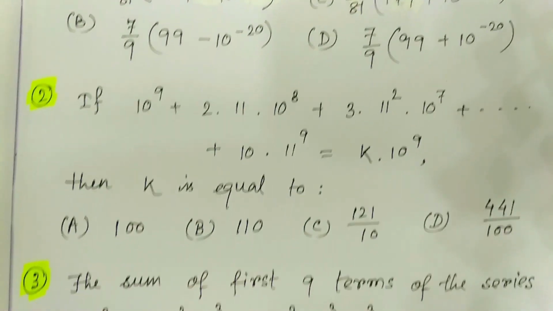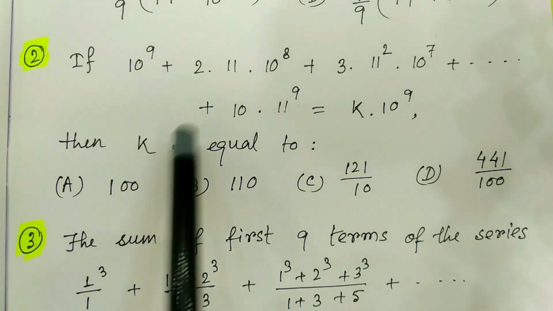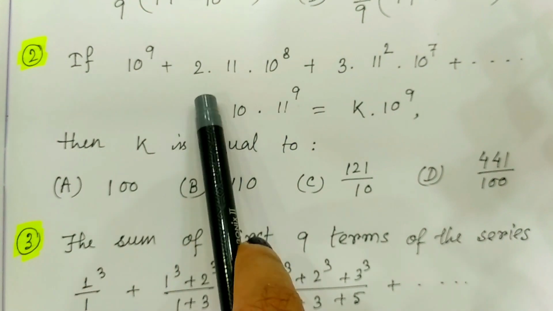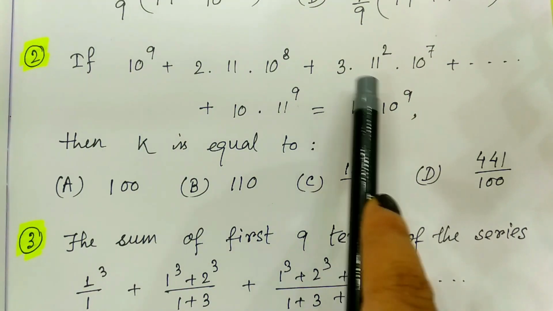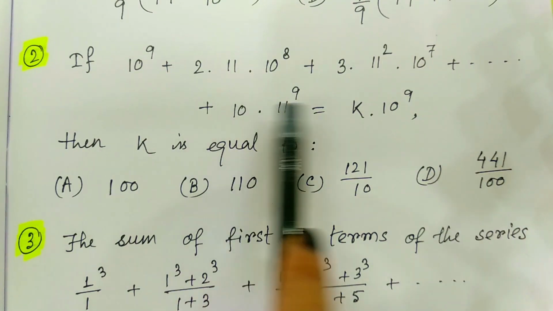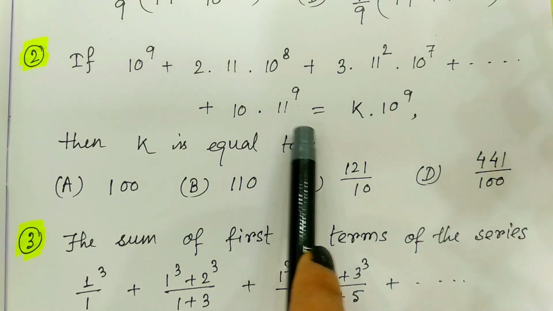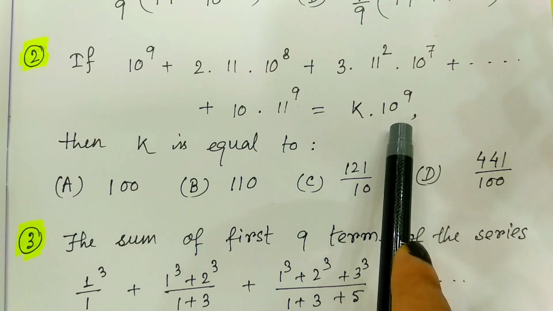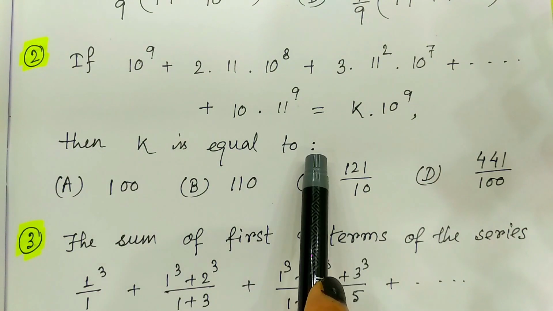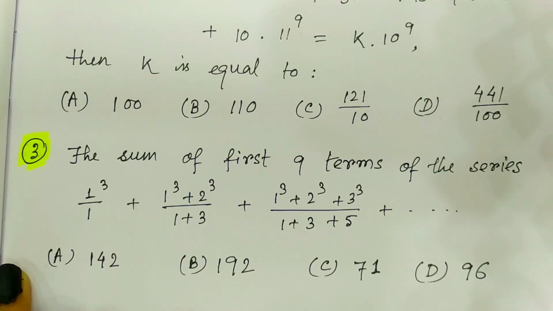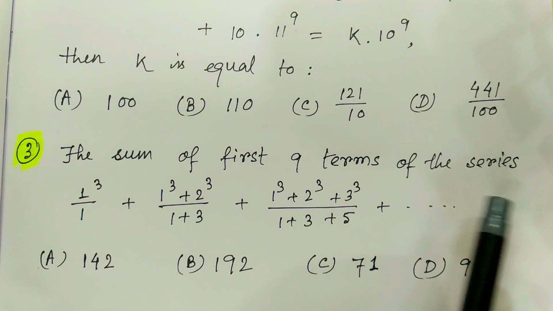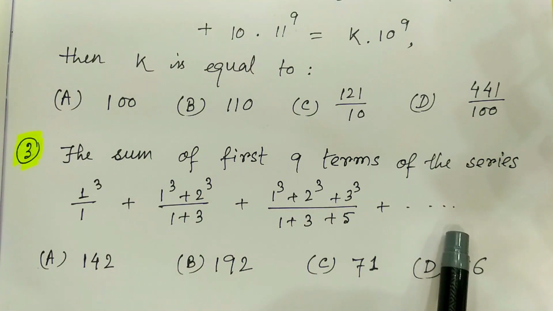Now the second question for you: 10 to the power 9 plus 2 into 11 into 10 to the power 8 plus 3 into 11 square into 10 to the power 7, and so on. If this series is equal to k into 10 to the power 9, then what should be the value of k? One more question for you: the sum of the first 9 terms of this series is what?